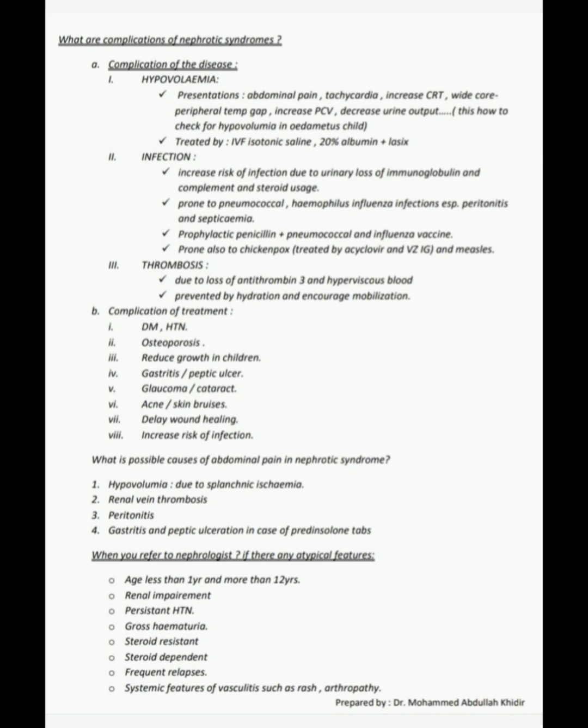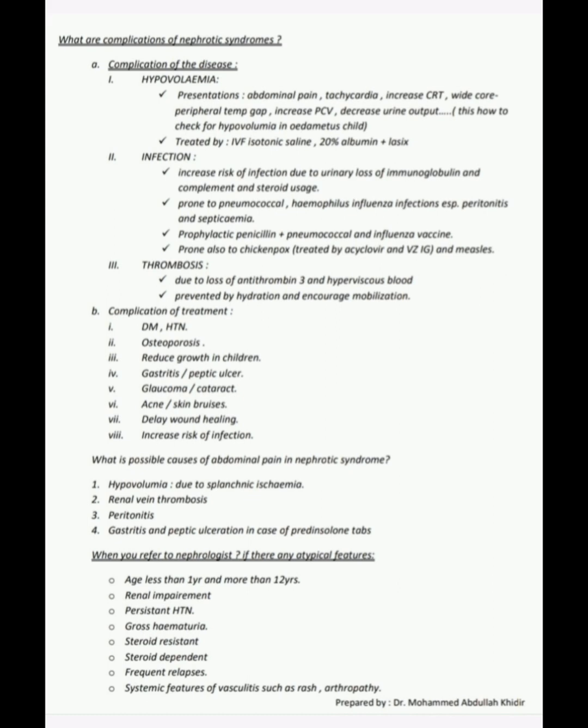Next, what are the possible causes of abdominal pain in nephrotic syndrome? If the patient with nephrotic syndrome complains of abdominal pain, what are the possible causes that come to our mind? Number 1, hypovolemia due to splenic ischemia. Number 2, renal vein thrombosis. Number 3, peritonitis, and number 4, gastritis and peptic ulceration in case of prednisolone tablets.